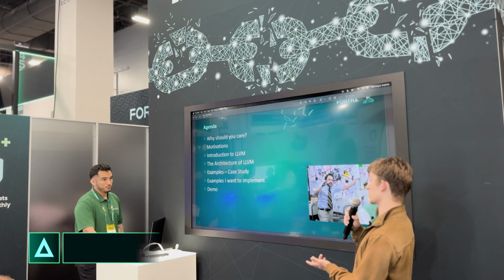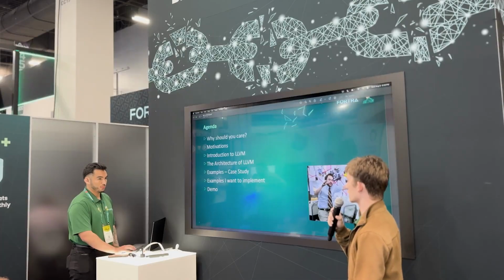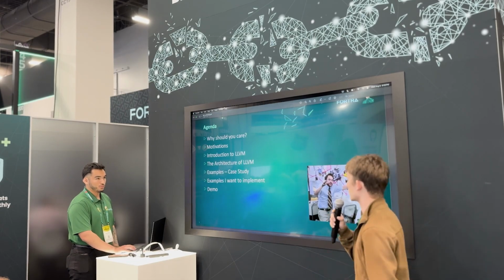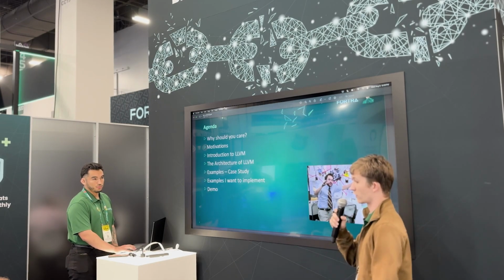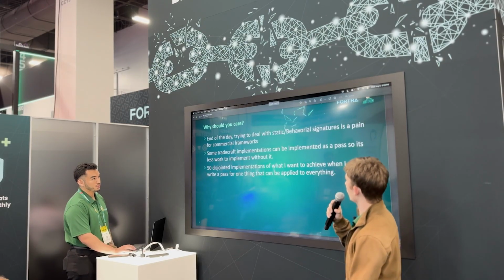My primary motivations, and then an introduction to LLVM: what LLVM itself is and how it is architected. Then some examples of existing case studies, and examples I want to implement, particularly for my own uses and for why Orchestrating is focusing on this as a research area. And then a minor demo of one of the passes I ended up implementing thus far as part of our internal compiler toolchain. So why should you care?